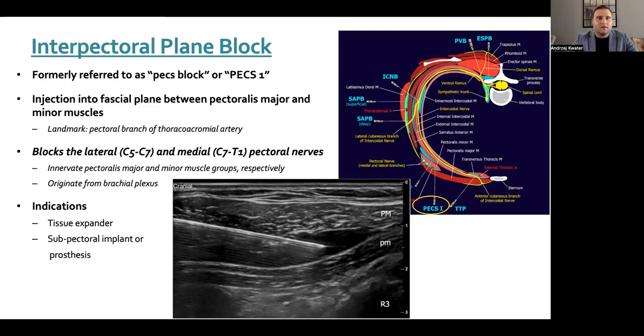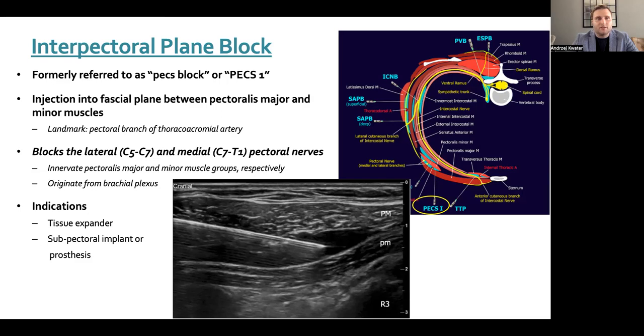brachial plexus nerve block. So you can identify the relevant vasculature in that area. And you can also visualize the pectoral branch of the thoracoacromial artery that lies in that fascial plane between pec major and pec minor. So once you've identified that artery, the pectoral nerves will be in that same plane. And so injecting local anesthetic in that plane will block both the lateral and medial pectoral nerves.